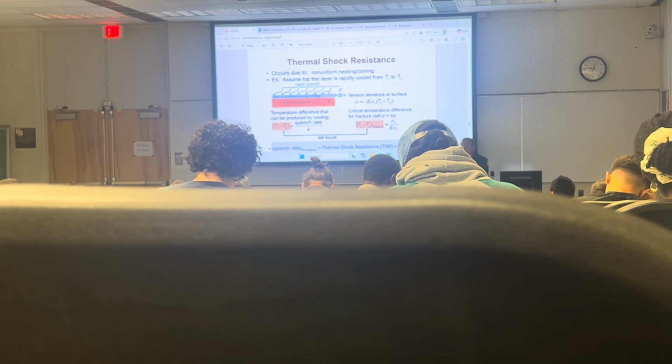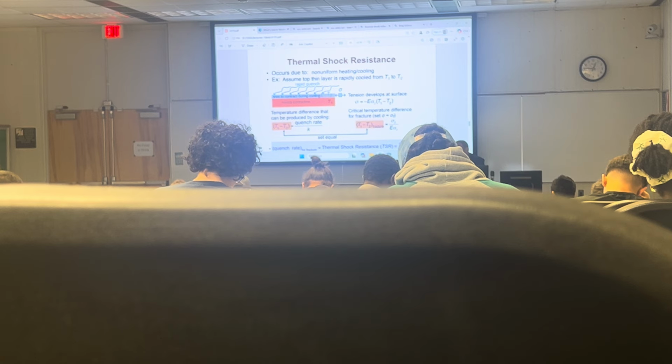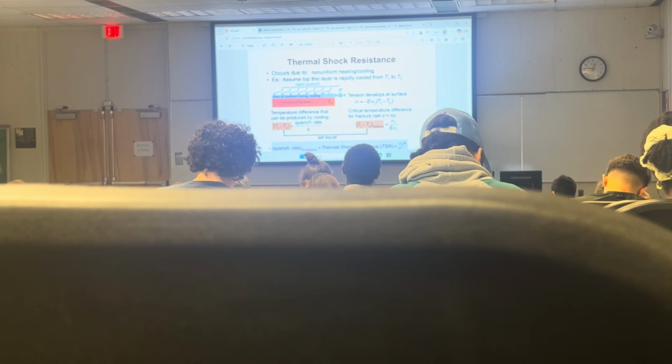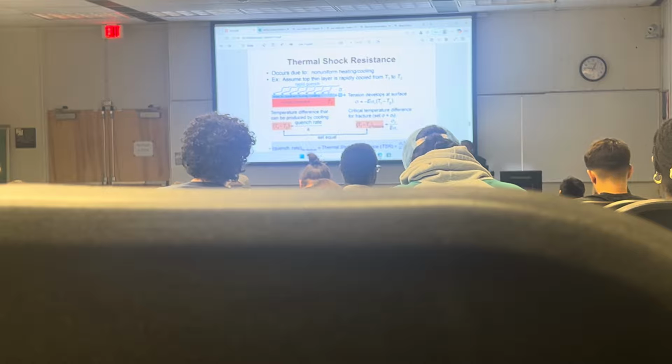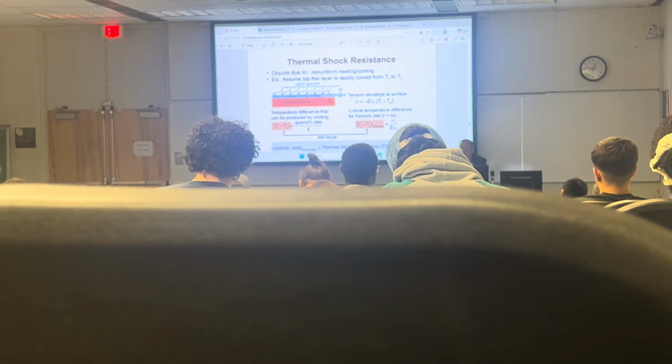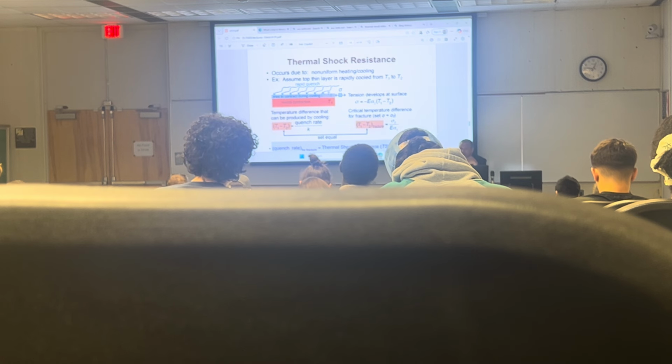So what kind of stresses are developed on the surface? Tension or compression? See, many people get this backwards. Can somebody explain to me why the surface, when it's cooled and it's at lower temperature than the core, is under tension?